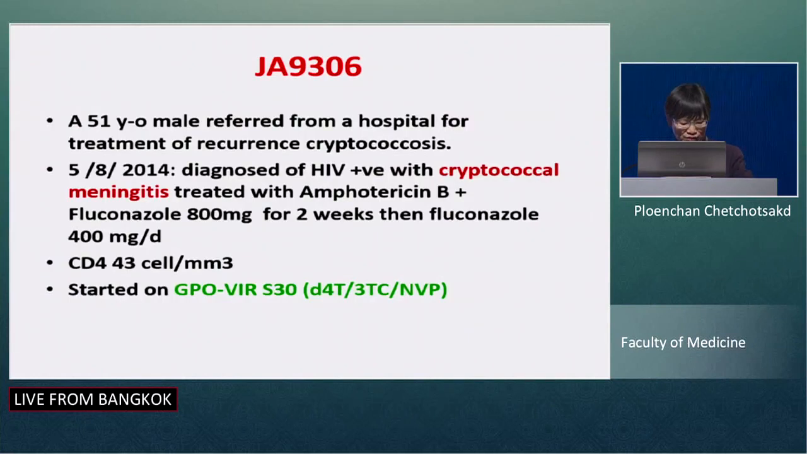Okay, so we go to the second case. He is a 51-year-old male referred to our hospital for treatment of recurrent cryptococcosis. He was diagnosed with HIV infection with cryptococcal meningitis in August 2014. He was treated with amphotericin B with fluconazole 800 milligrams for 2 weeks, followed by fluconazole 400 milligrams as consolidation, and then 200 milligrams maintenance. His CD4 was quite low, 43 cells. He started on our standard regimen, GPOvir S, which is d4T, 3TC, and nevirapine.